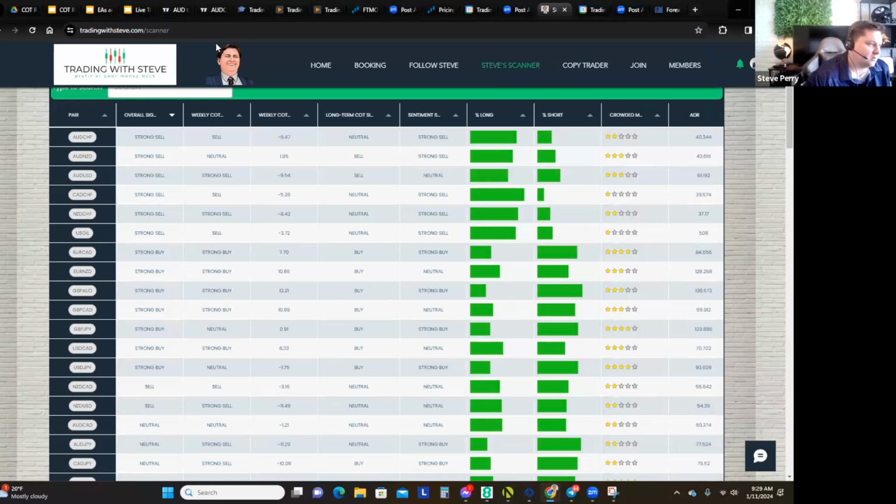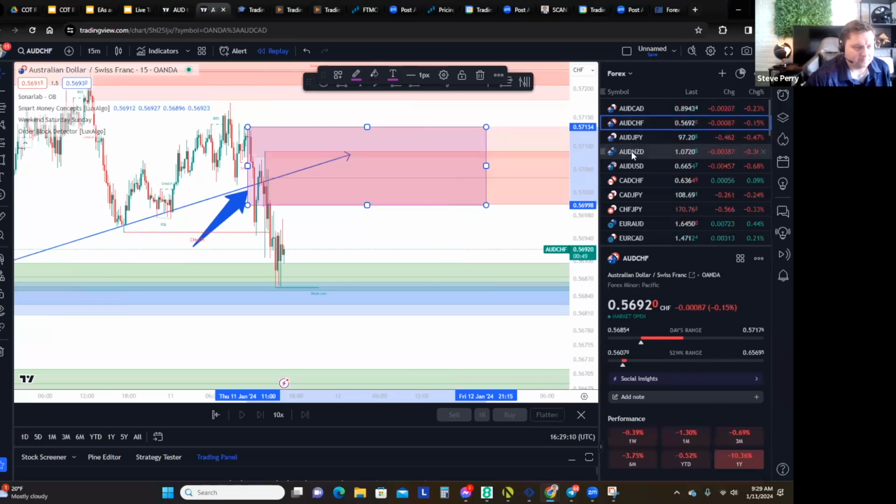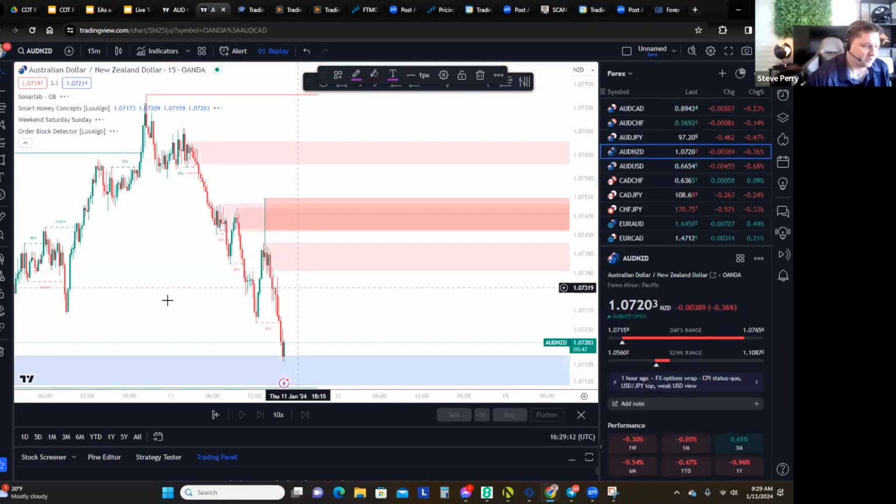Let's go to the Aussie Kiwi. This is a strong sell. So I'm going to go quickly. I just need to move on here as I look for setups.